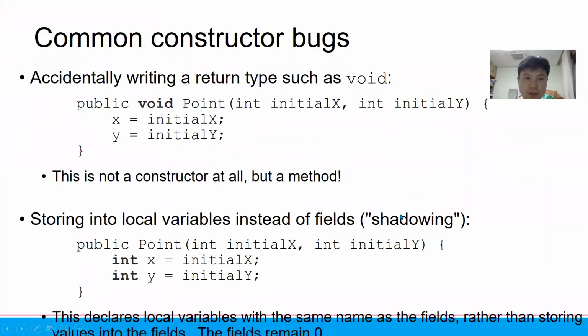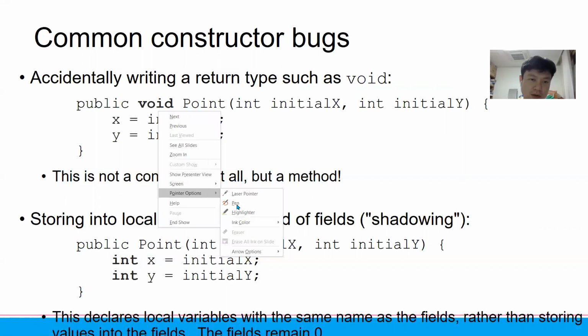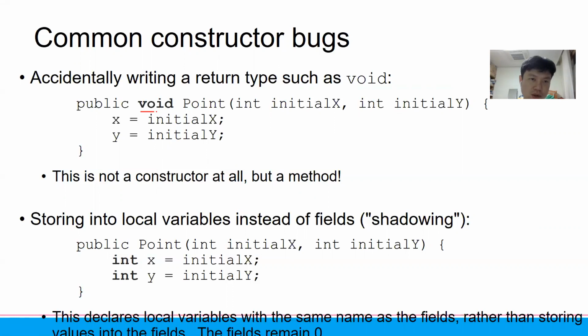So when we have this, you need to remember that when you type void, there will be errors. The constructor only uses the Java class name. If you use void in this case, then it will be an error. You cannot run your Java file. So this is not a constructor, but it is a method.